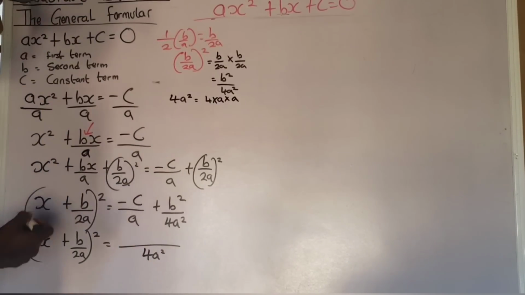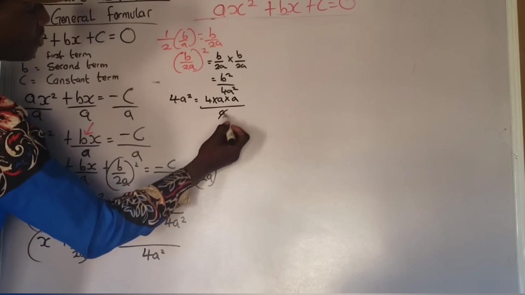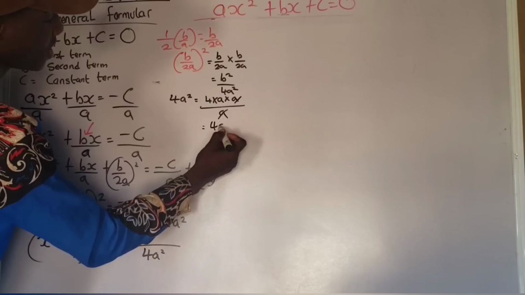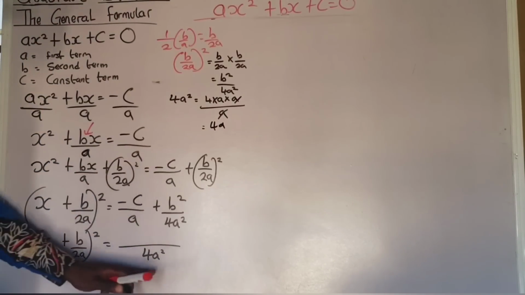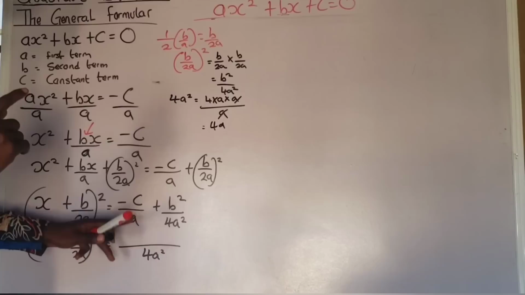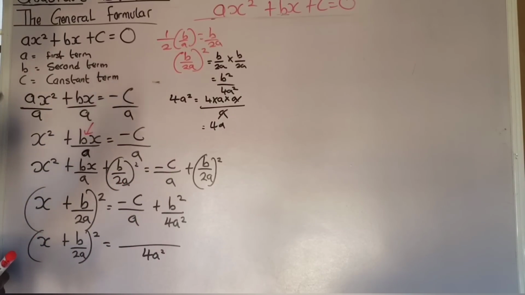Now 4a squared divided by a. 1a will cancel 1a. So I'm left with 4a. That's why I got 4a. 4a squared divided by a will be 4a. Then 4a times negative c will be negative 4ac.